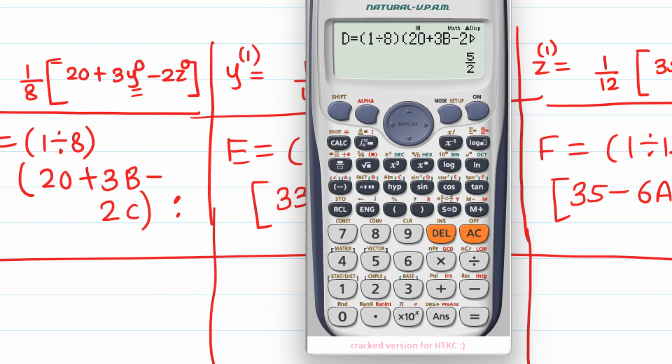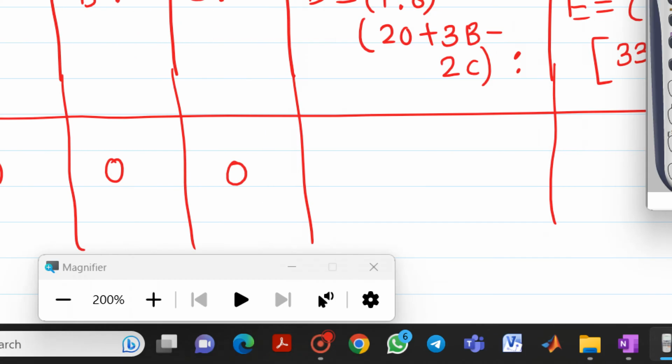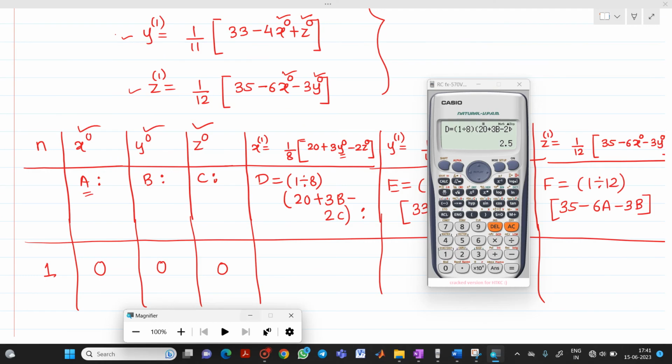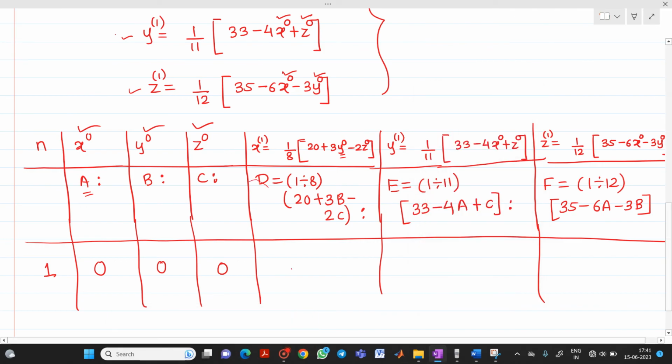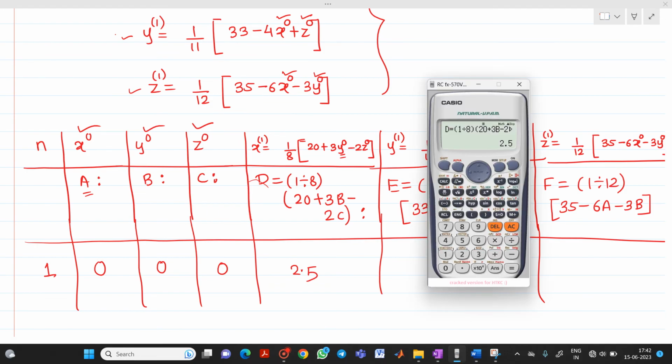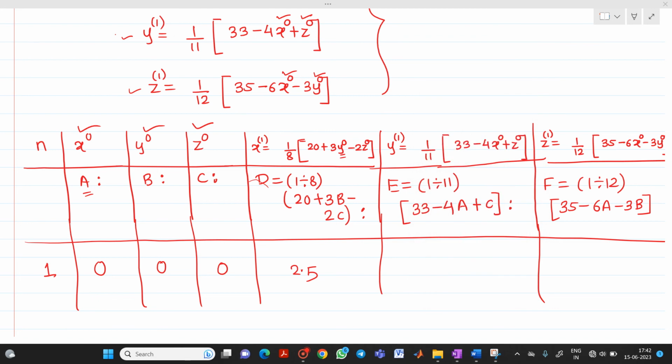Now what is your value of D? D is 2.5. Okay, so let me reduce this size and I will be writing this value here. D is nothing but 2.5. So if you see here, press equal to, you will get the next answer. And what is the, oh just a minute, there is one issue. It has gone. So let me put all these equations in my calculator.